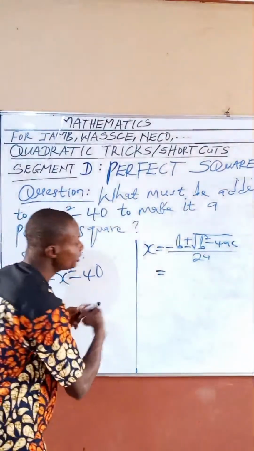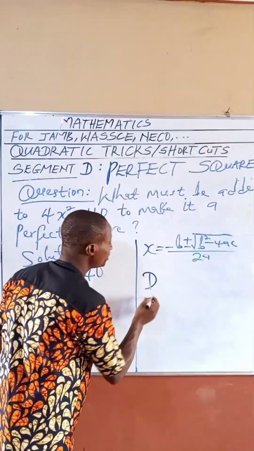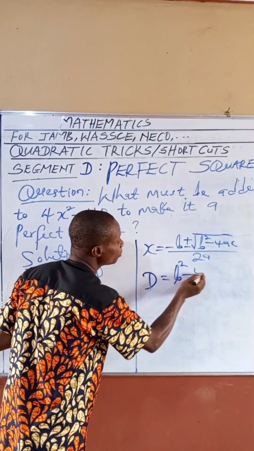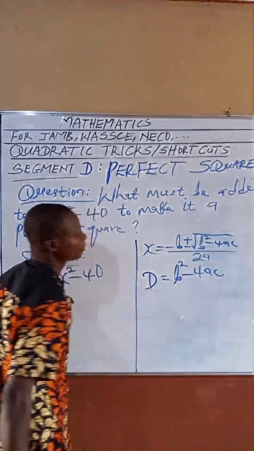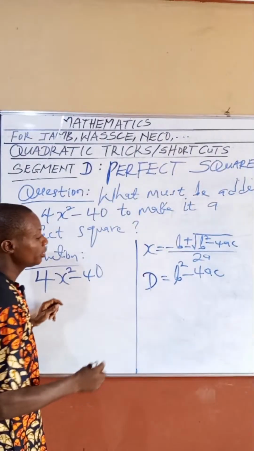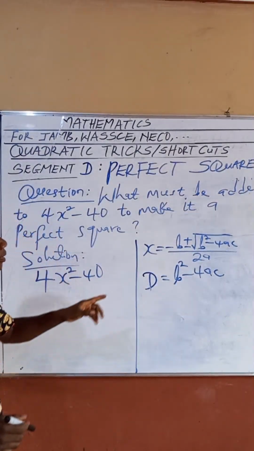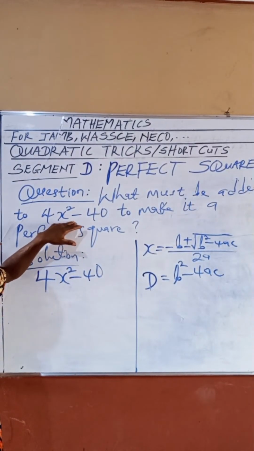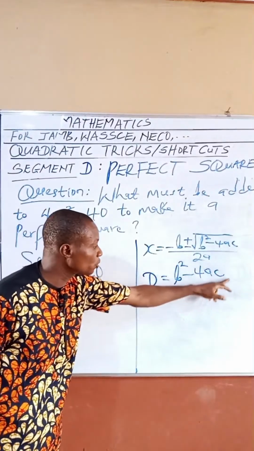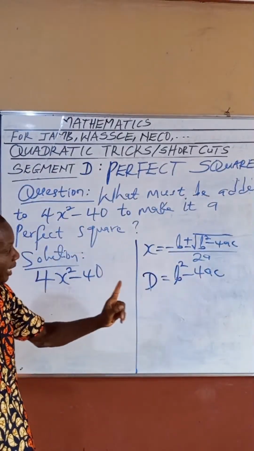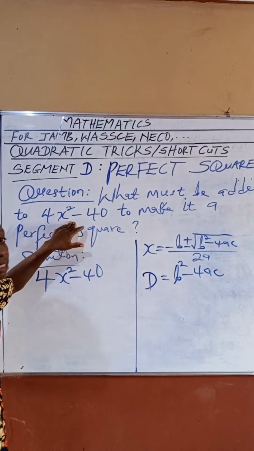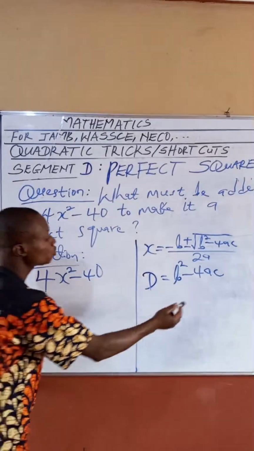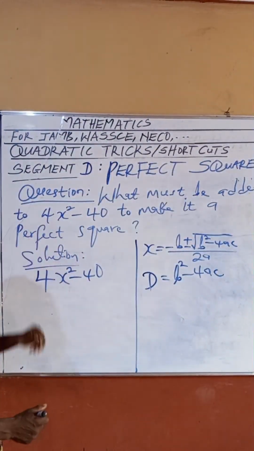Now listen, this is D. D is known as the discriminant. D is equal to b squared minus 4ac. If this expression is equal to 0, then this equation is a perfect square. This expression is a perfect square. If this equation is equal to 0, then this expression is a perfect square. That is exactly what we are going to do. So we'll use this one to test and see if we are going to get 0 from here.